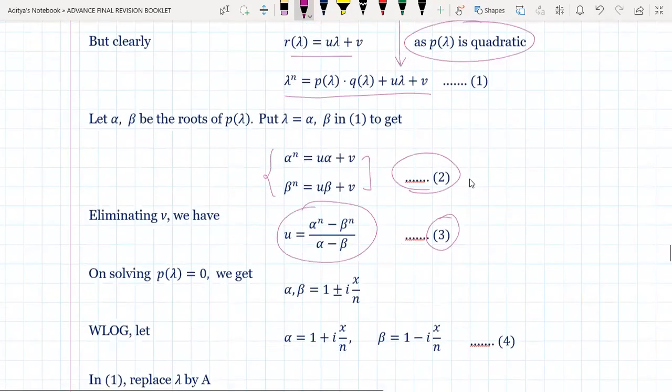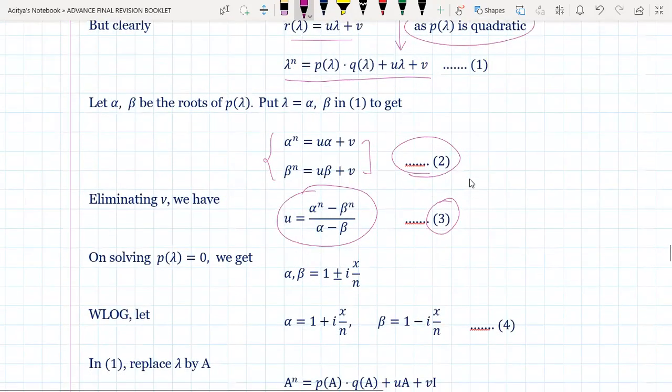Now on solving p of lambda equal to 0, we obviously get its roots alpha, beta as 1 plus minus iota x by n. It's very easy to solve, just use the quadratic formula directly. Without loss of generality, let alpha be this root and beta be the other root. It simply doesn't matter which one we call alpha and which one beta, we'll get the same answer. This we call equation number 4.